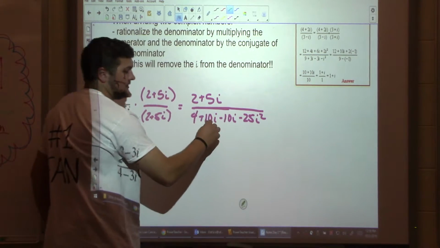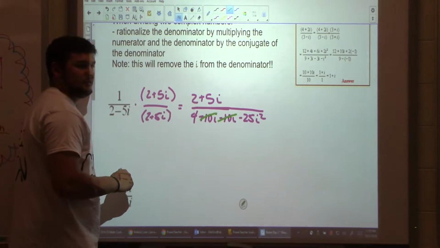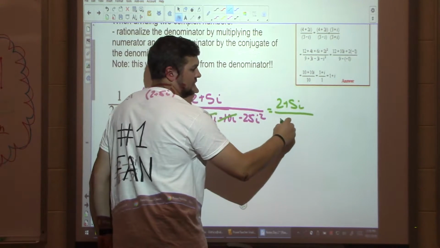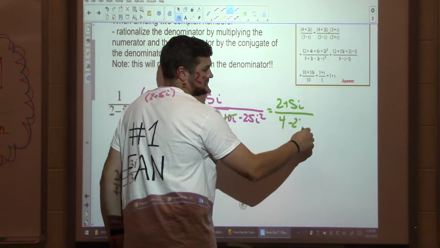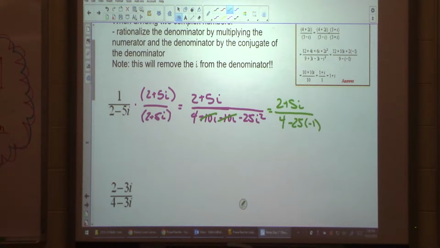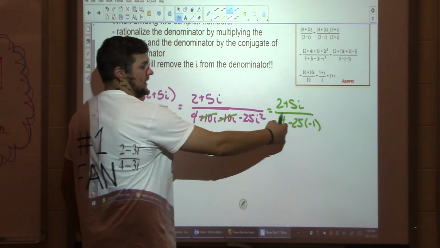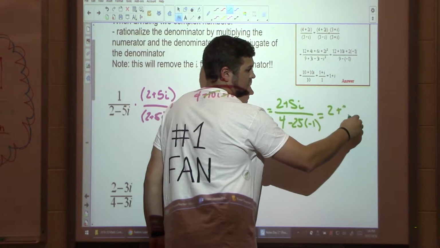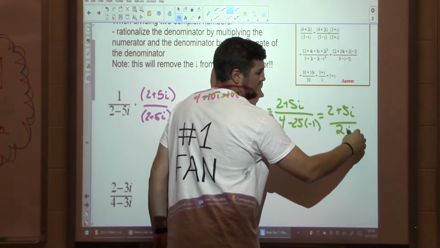So in here, 10i minus 10i is 0. I'm left with 2 plus 5i over 4 minus 25 times negative 1, because i squared will always become negative 1. Well, negative 25 times negative 1 is a positive 25, so I get 2 plus 5i over 29.